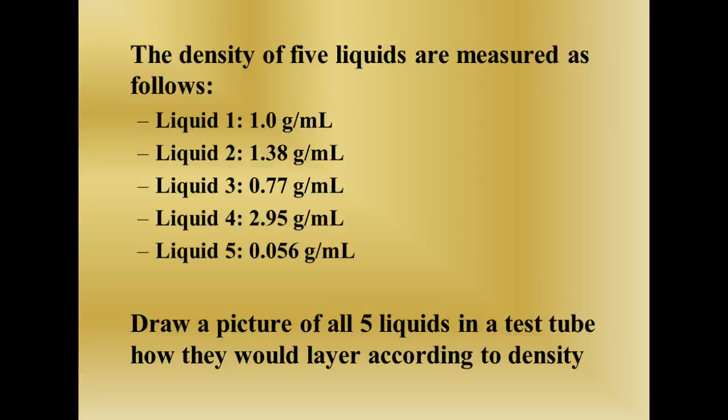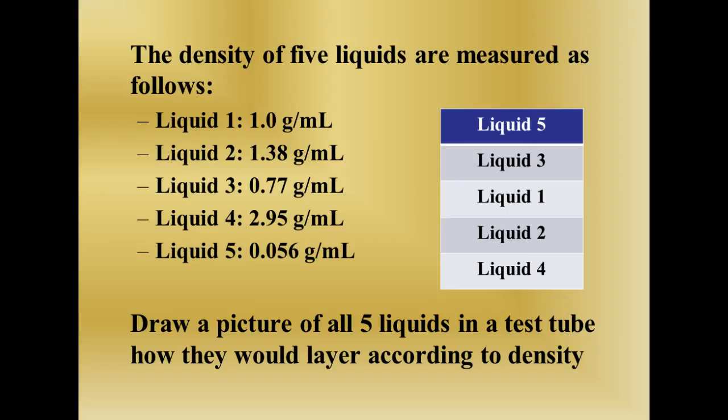So here's the density of 5 liquids. Draw a picture of all 5 liquids in a test tube and how they would layer according to the density. So this is how they'd look. Liquid 5 would be on the top, it's the lightest, then liquid 3, 1, 2, and then 4. 4 would be the heaviest. It's going to be lightest to heaviest going down.